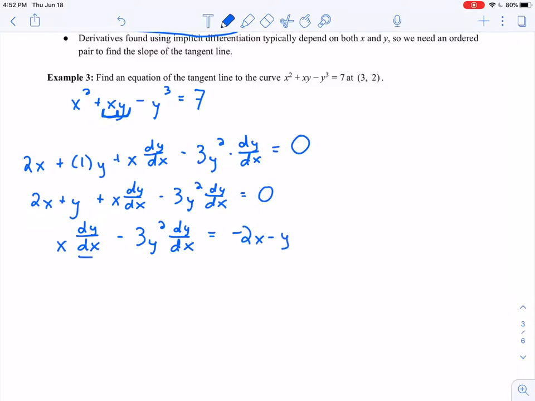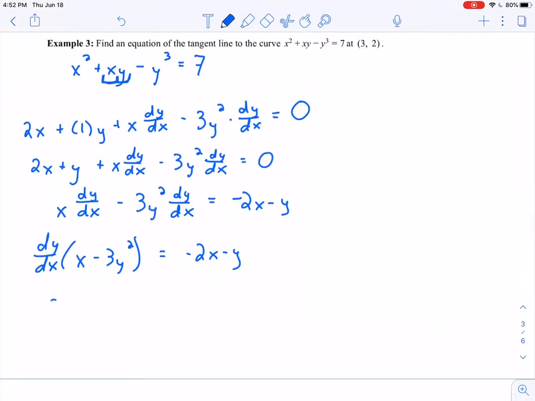Again, I can factor out dy/dx on that left-hand side. That's what I want to do. So dy over dx, that leaves me with x minus 3y squared is equal to negative 2x minus y. And then to solve for dy/dx, I just need to divide by that factor of x minus 3y squared. So dy over dx is equal to negative 2x minus y over x minus 3y squared. Okay. So we have the derivative. I think finding the derivative in this problem is the hardest part. Once you have the derivative, it should be downhill from here.